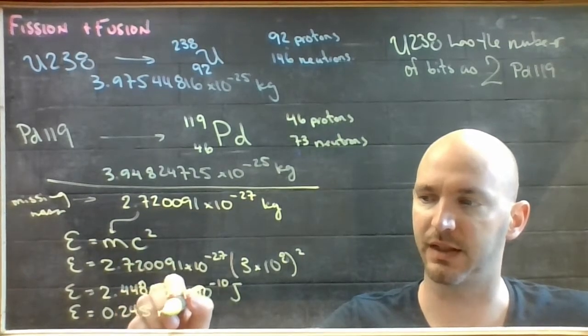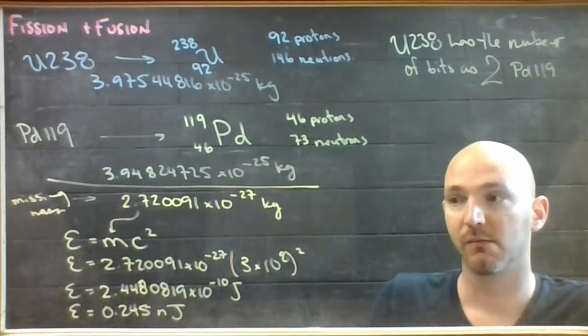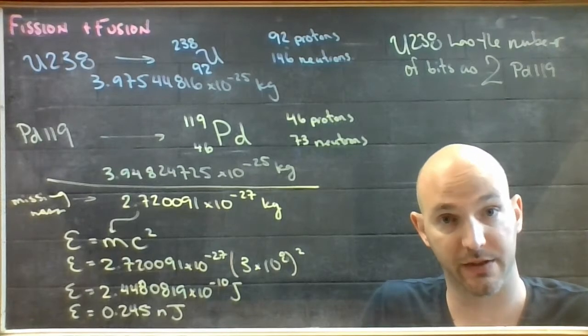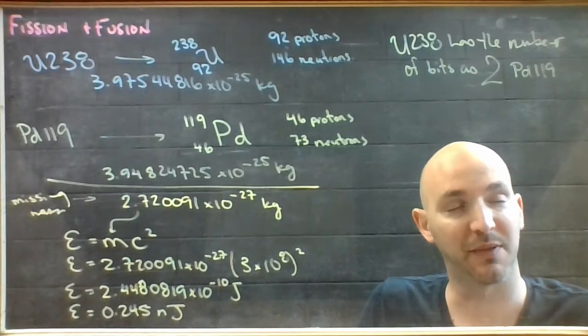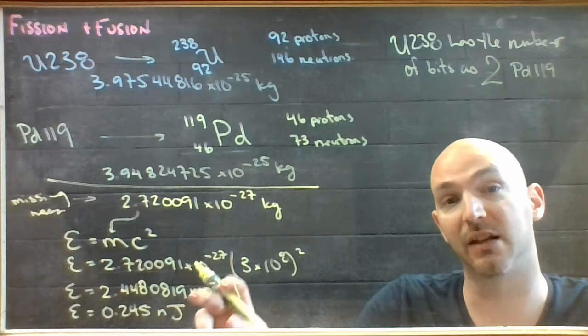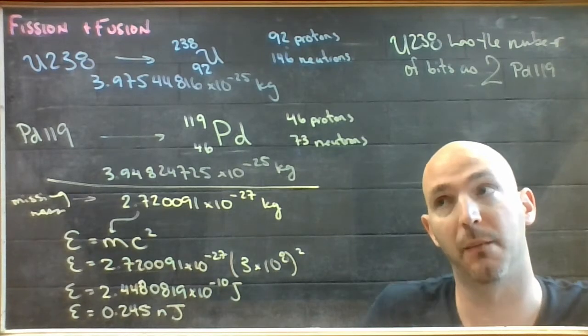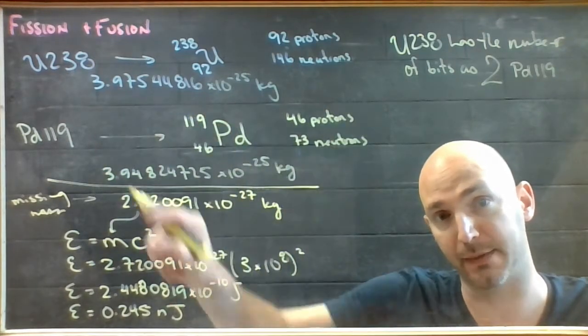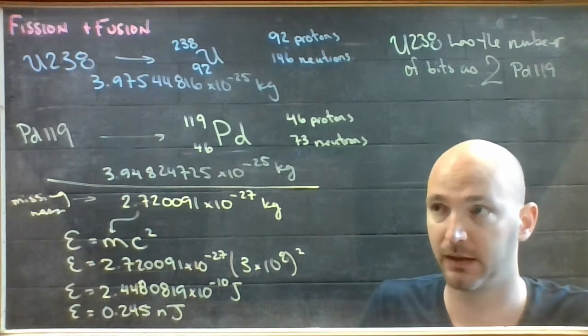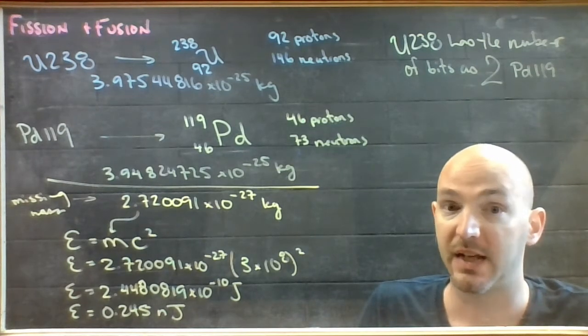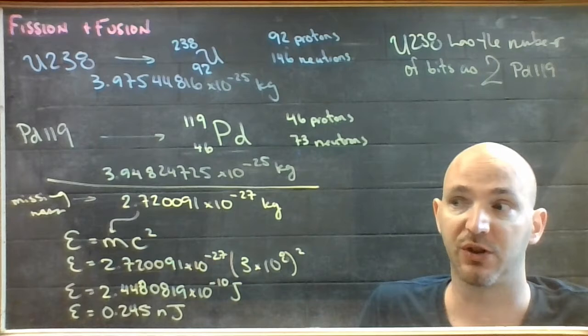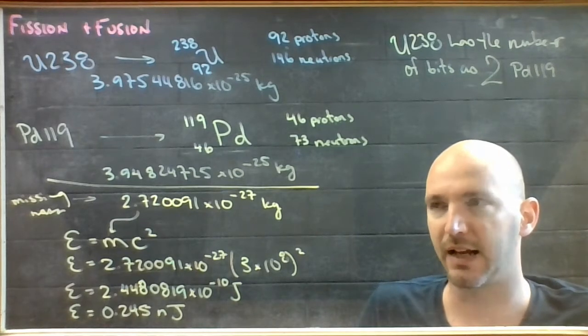0.245 nanojoules. That is not a lot of energy. But please keep in mind that this amount of energy is also from a single atom, just one. So if you're taking chemistry, you should know that we don't do things an atom at a time.